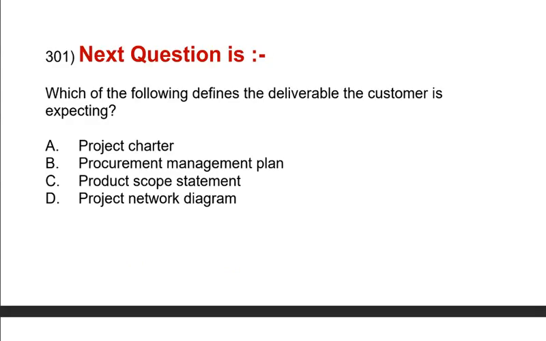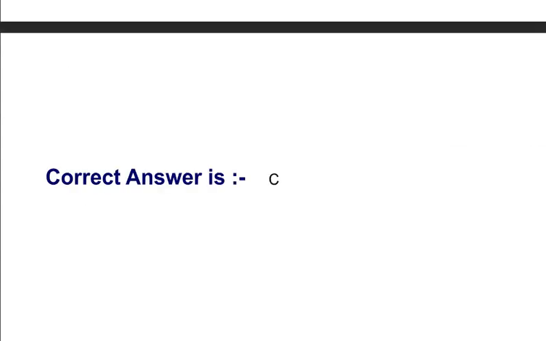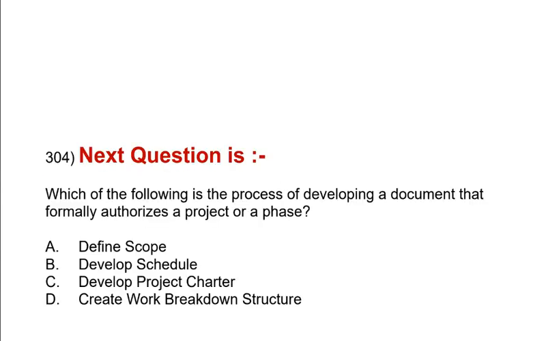Correct answer is option D. Question is which of the following defines the deliverable the customer is expecting? Option A project charter. Option B procurement management plan. Option C product scope statement. Option D project network diagram. Correct answer is option C.